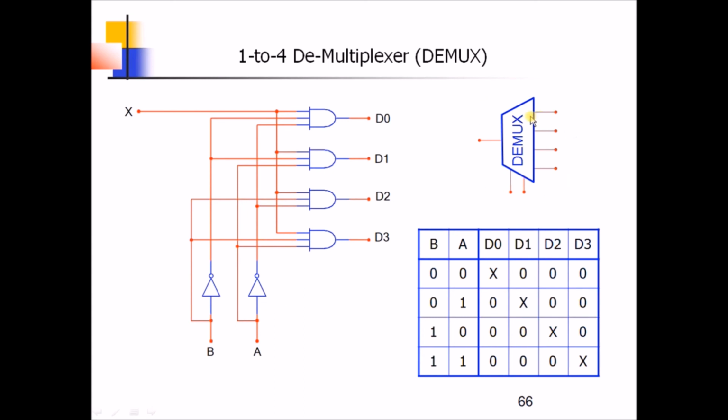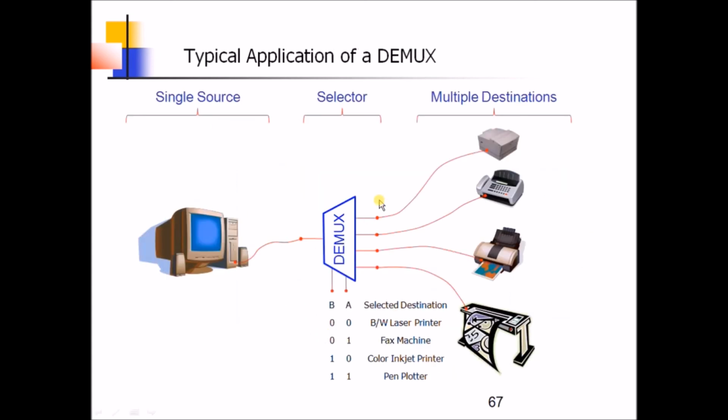This is the representation of the demux. And for a typical application, I have a computer which is acting as one of the target devices, and there are four other destinations in total. This computer has to use any one of them, which is selected with the help of these selection lines.